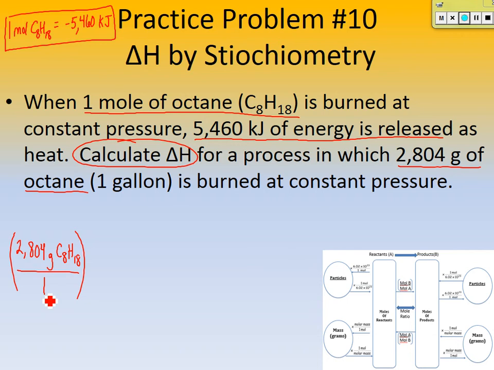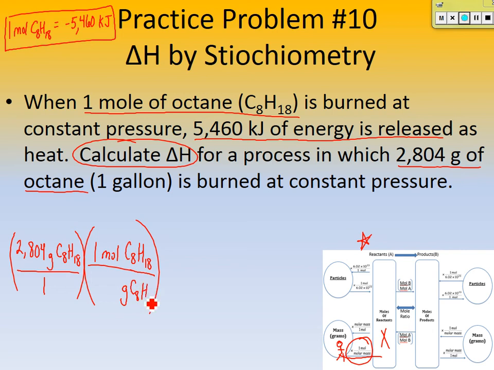So what I did is put what they gave us, 2,804 grams of octane, over 1. Now, let's use the roadmap and figure out how to solve it from here. We're at grams of octane, so we're right here right now. We want to go to moles. So let's take this bottom bridge across, times it by this conversion factor. So 1 mole of C8H18, and the molar mass of C8H18 goes on the bottom.